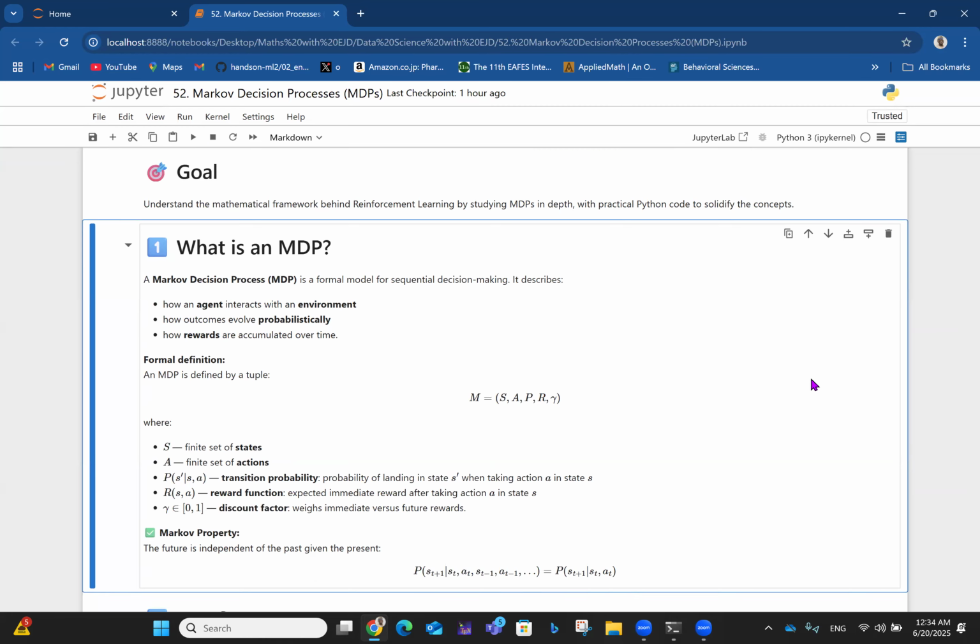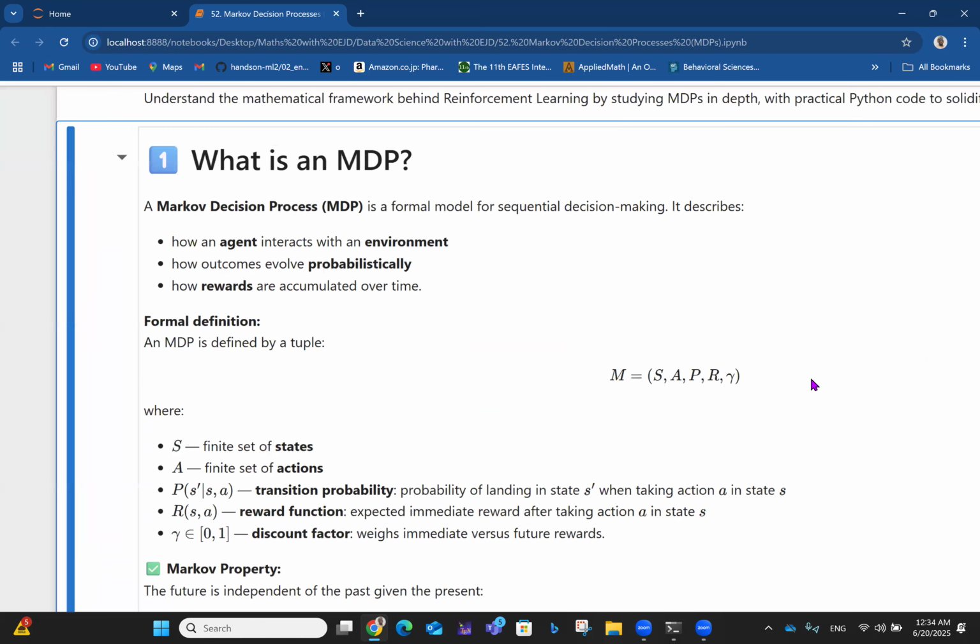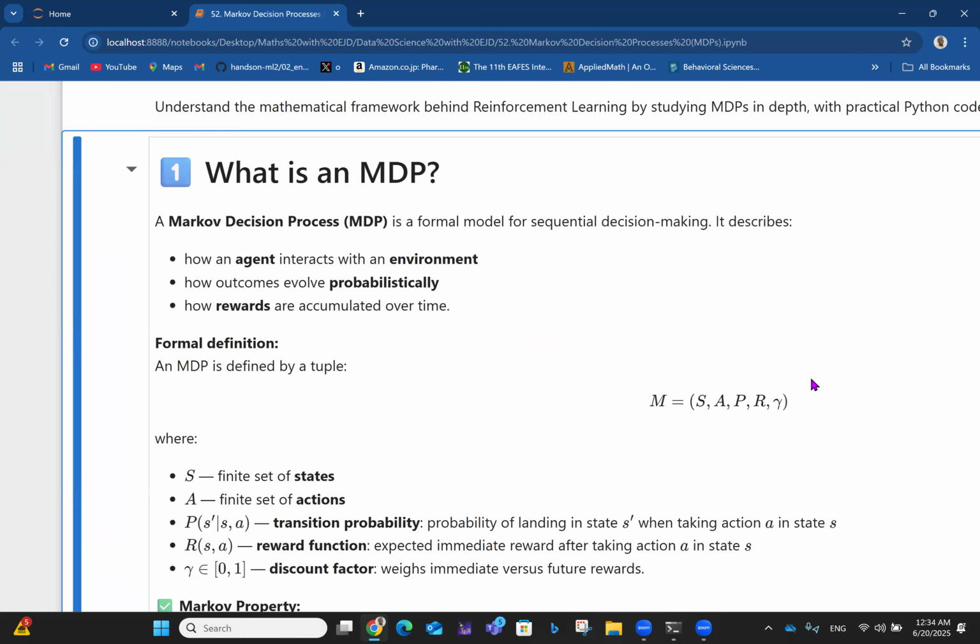All right. So first of all, what is an MDP? Like I said, a Markov decision process, MDP, is a formal model for sequential decision making. In our last video, we already saw that reinforcement learning is about sequential decision making, some kind of trial and error thing to maximize the rewards attached. So, an MDP describes how an agent interacts with an environment, how outcomes evolve probabilistically, and how rewards are accumulated over time. The formal definition is this: an MDP is defined by a tuple.